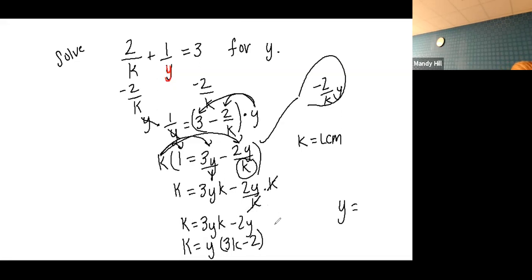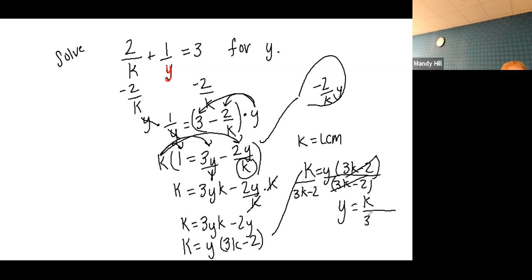Okay, now I'm getting close. So here's what we have. We've got k is equal to y times 3k minus 2. I want y by itself, so that means I need to get rid of this times 3k minus 2. So I can divide both sides by 3k minus 2. What's going to happen there is this is going to cancel out with this, and I have y is equal to k over 3k minus 2. And that would be the final answer.